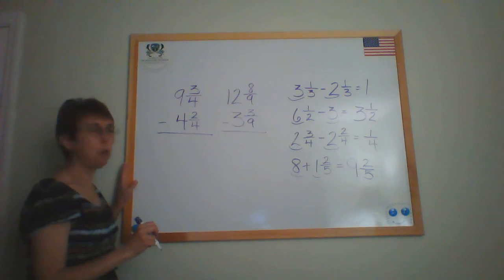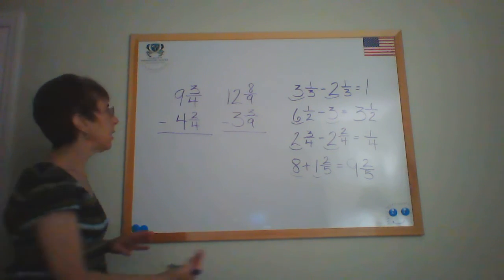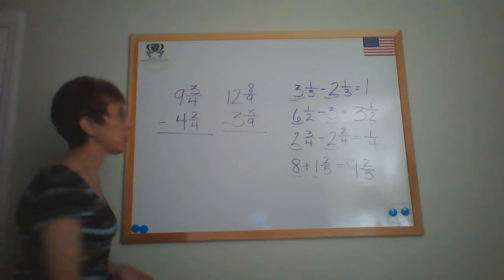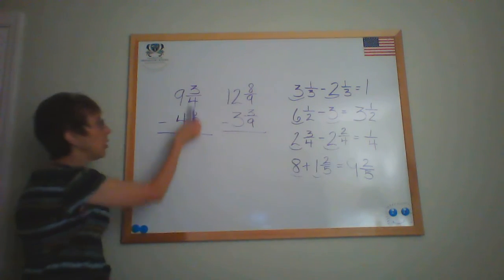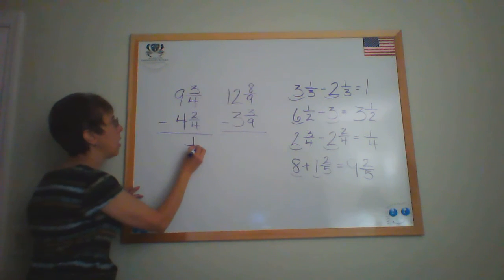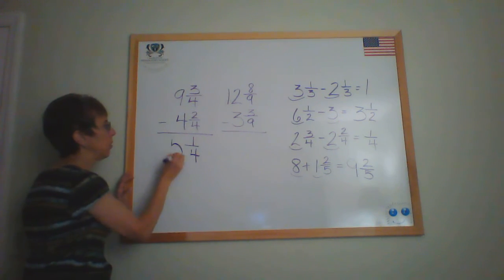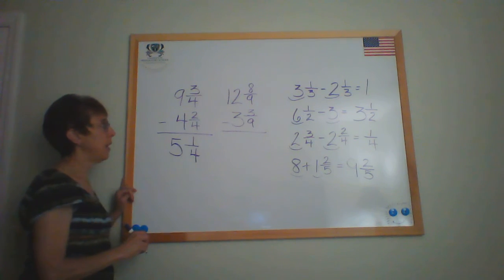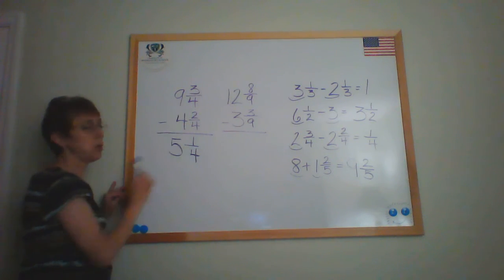It's done the same way. One slight difference, when we set it up this way, vertically, we're starting on the right side, which is actually looking at the fractions first. Where here, what we did is we worked with the whole numbers first. Here, we're going to work with those fractions first. So now we have 3/4 minus 2/4 is 1/4. And then here, 9 minus 4 equals 5. So 9 3/4 minus 4 2/4 equals 5 1/4.